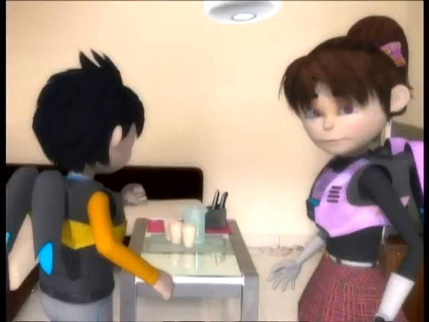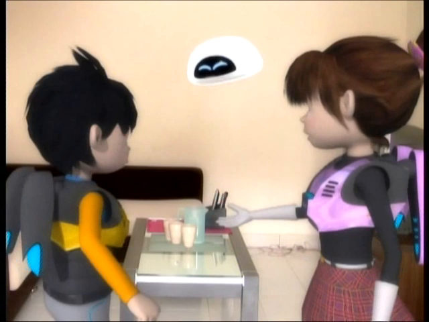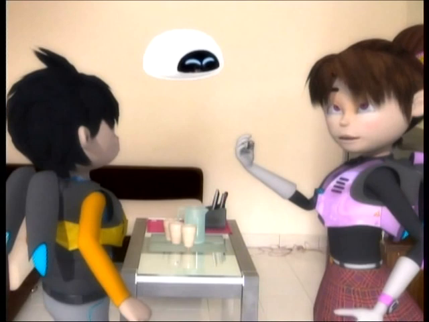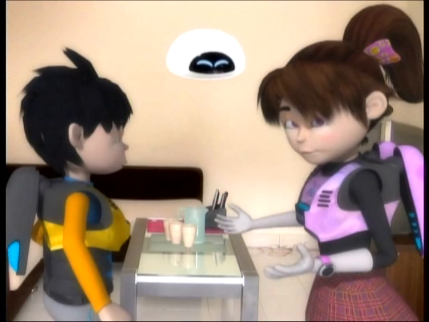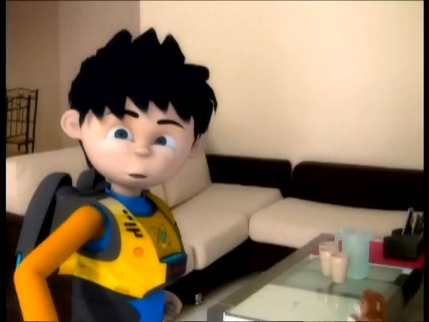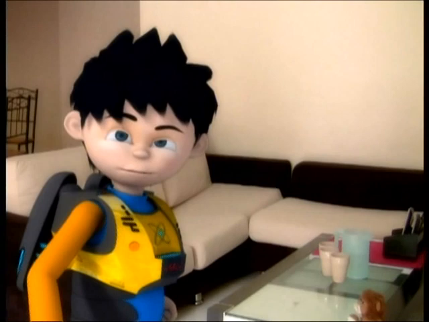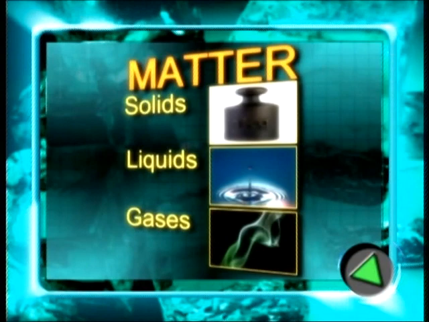So you see, everything is matter. This table is matter. The sofa, the television, the air around us, this jug of water. Everything is a form of matter. But all this matter does not belong to the same group. Matter can be classified or grouped into solids, liquids, and gas.